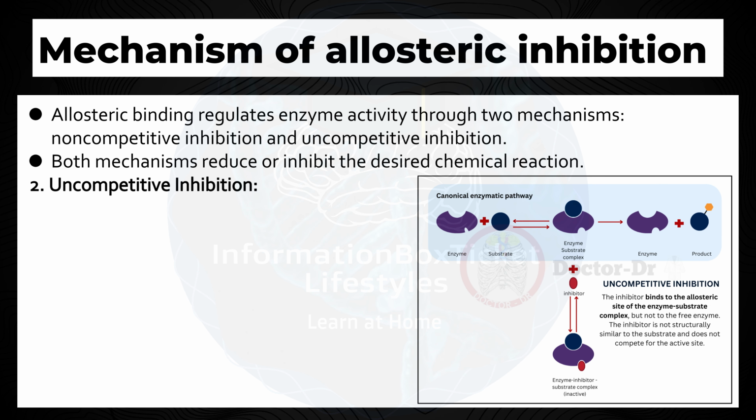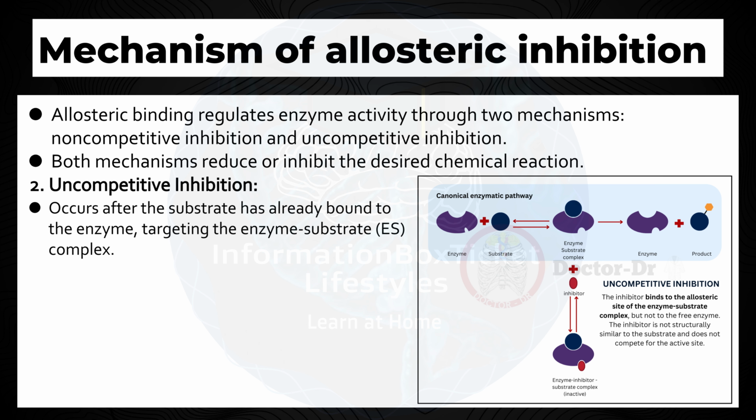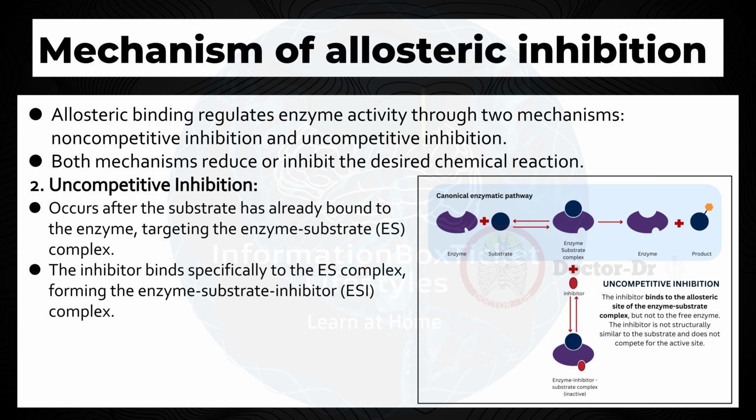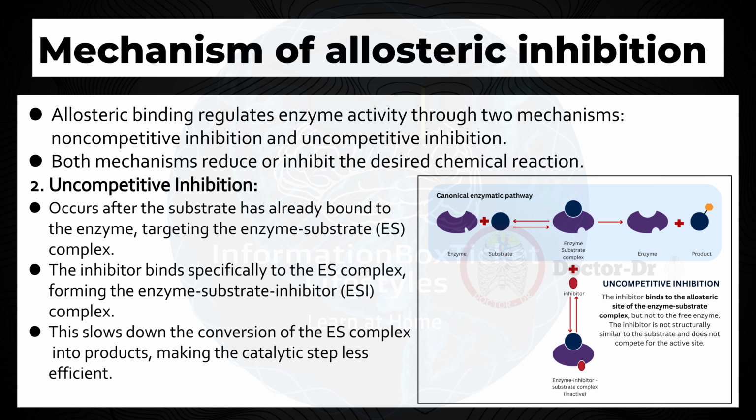Second, uncompetitive inhibition occurs after the substrate has already bound to the enzyme, targeting the enzyme-substrate complex. The inhibitor binds specifically to the enzyme-substrate complex, forming the enzyme-substrate-inhibitor complex. This slows down the conversion of the enzyme-substrate complex into products, making the catalytic step less efficient.